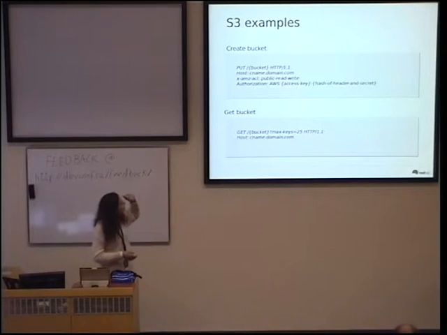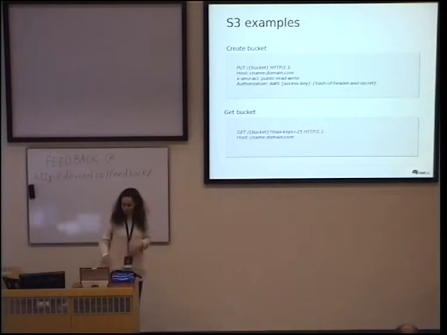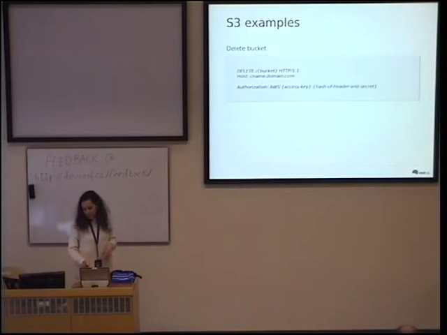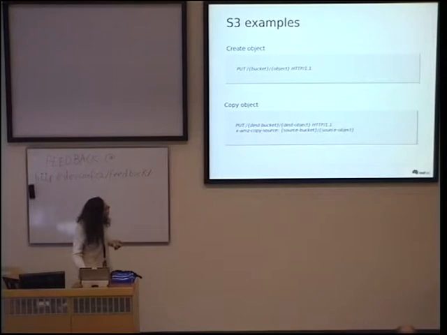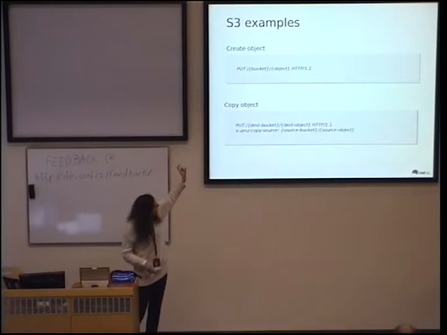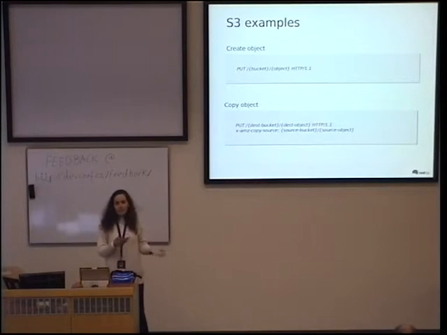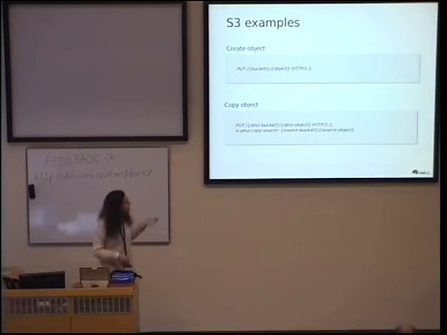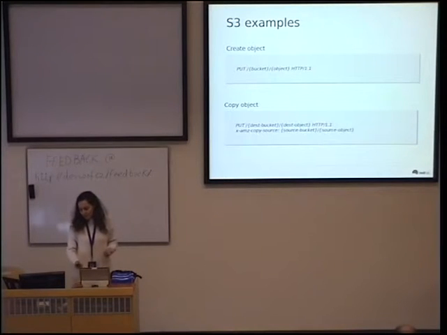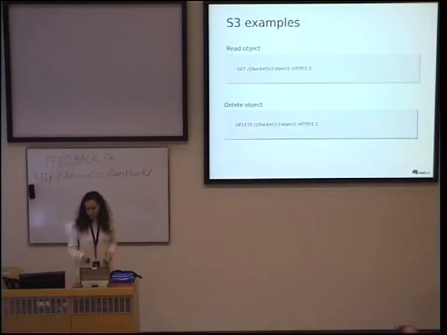So, for example, to create a bucket, you just do a put of the bucket name. To get a bucket, you use get. To delete, you delete. If you create an object, the only difference is that you give two names, and you know that it's an object and not a bucket, because we have just two levels. You can copy objects, read, and delete them.